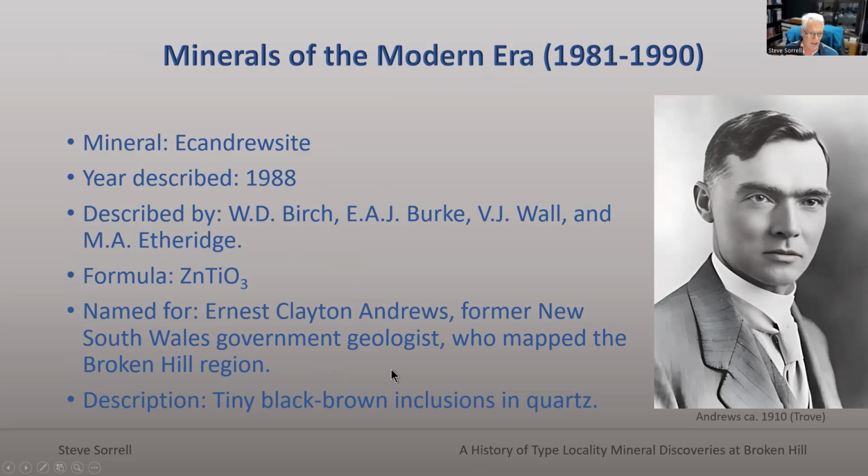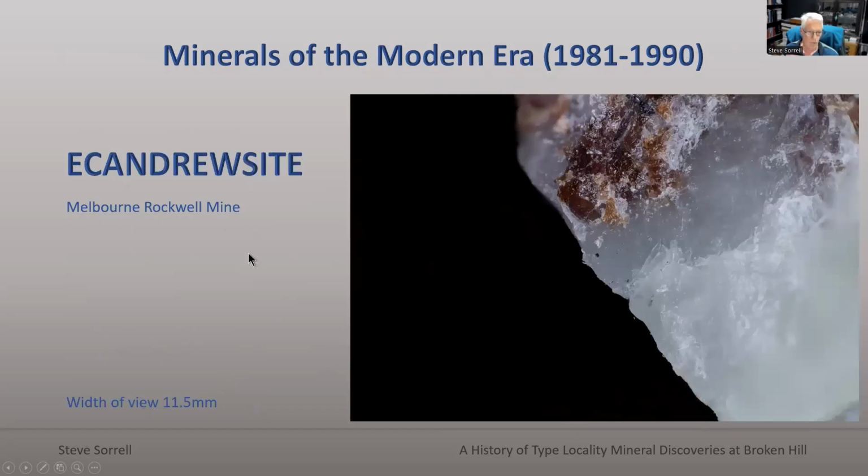It's a zinc titanium oxide, and again, another one that is very hard to identify because it occurs as tiny black or brown inclusions in quartz. And it's from the Melbourne Rockwall mine, which is off the main line of lode. And in this particular specimen here, and this is an analysed specimen, these little black dots are the ecandrusite. So very, very tiny. As you can see, that's 11.5 millimeters across. So these things are way, way, way small.